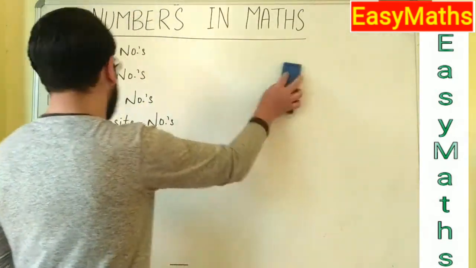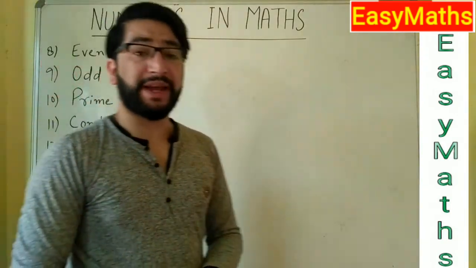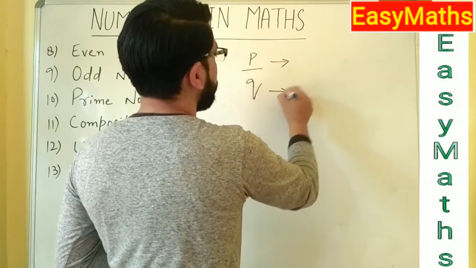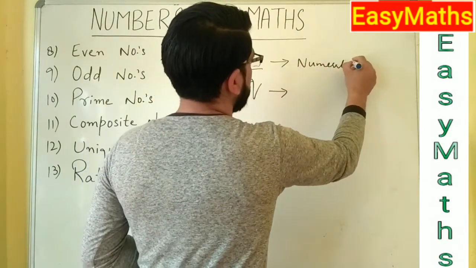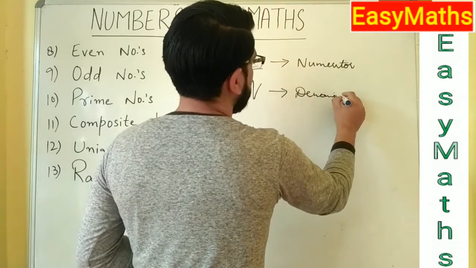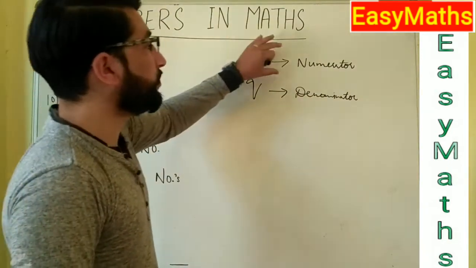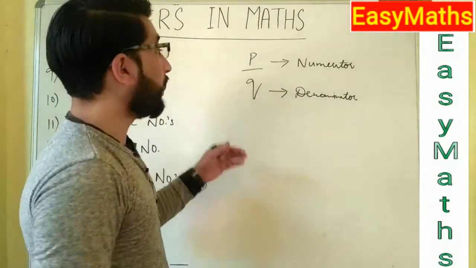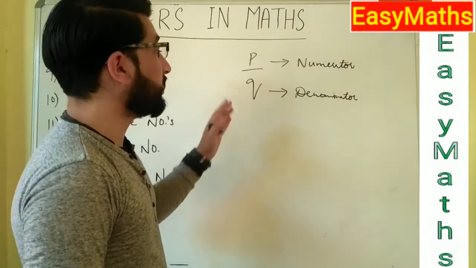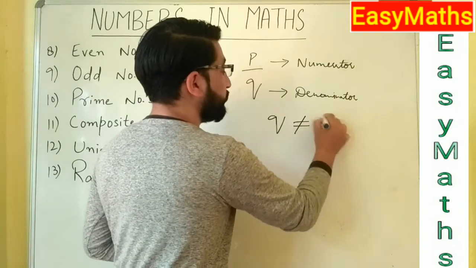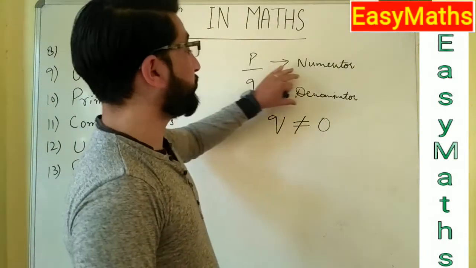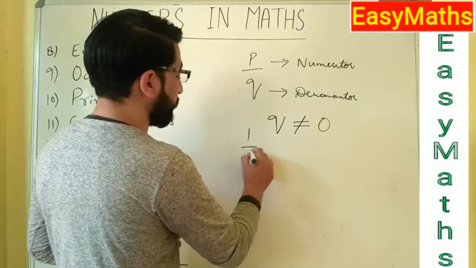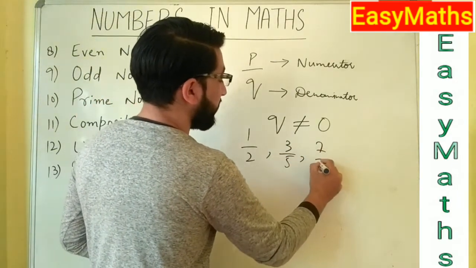And moving to our last number today, that is rational numbers. What are rational numbers now? Those numbers which are in p by q form. That means numerator by denominator form, where p and q are integers. As already mentioned in the previous video, what are integers? So both these numbers are integers, and q should not be equal to 0. Both are integers, but the denominator cannot be equal to 0. These are said to be rational numbers. Examples of rational numbers are 1 by 2, 3 by 5, 7 by 9, and so on.